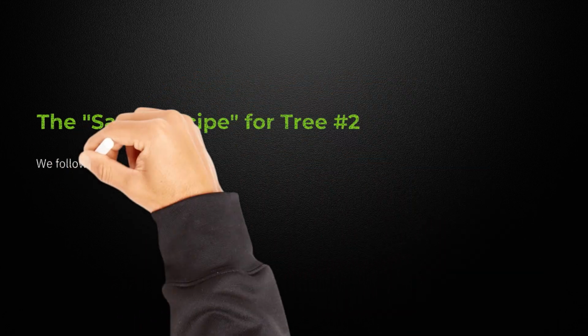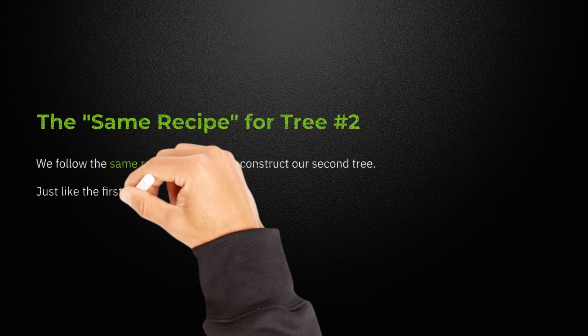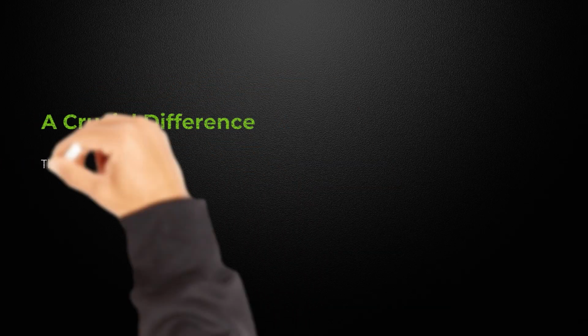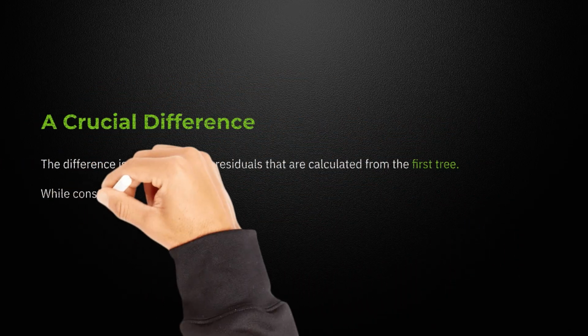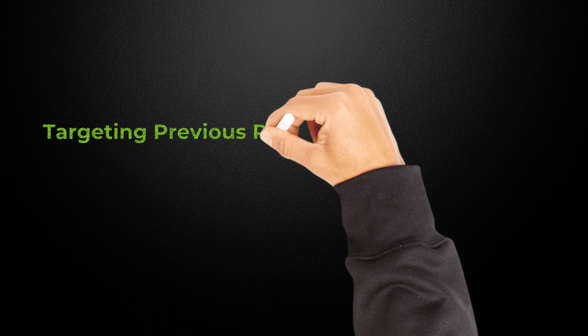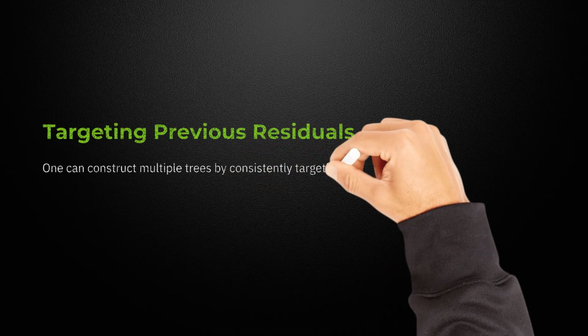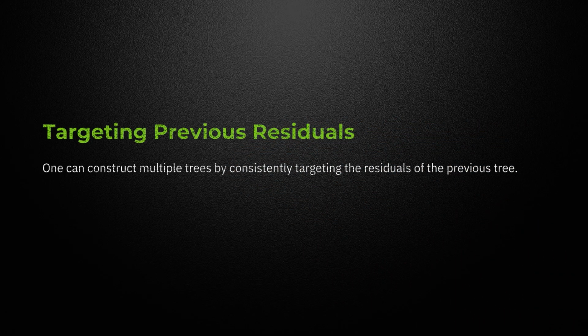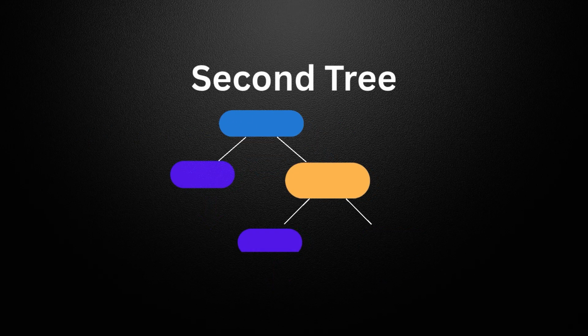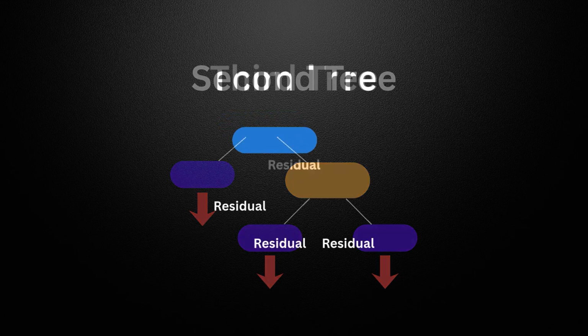We'll follow the same recipe as before to construct our second tree. We test for different thresholds and select the best one for the root node. The difference is that we work on residuals that are calculated from the first tree. While constructing the first tree, we used residuals calculated from the average value. Here, we are using the residuals not from the average but from the first tree. One can construct multiple trees by targeting residuals of the previous tree.